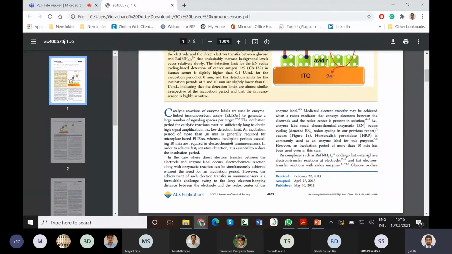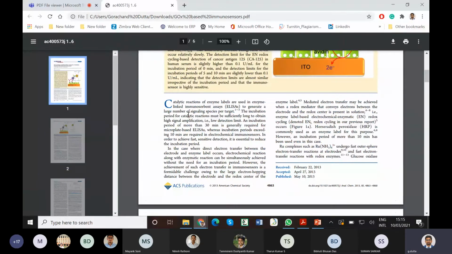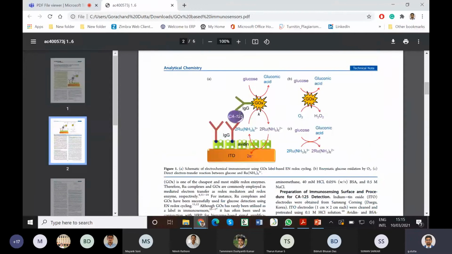So sometimes you can see the first sentence: Catalytic reactions of enzyme labels are used in enzyme-linked immunosorbent assay, that is called ELISA, to generate a large number of signaling species per target. So they mention this sentence. So what's the meaning of this? Maybe it is not clear to you, but they cited 1, 2, 3. So then you can go back to the references.